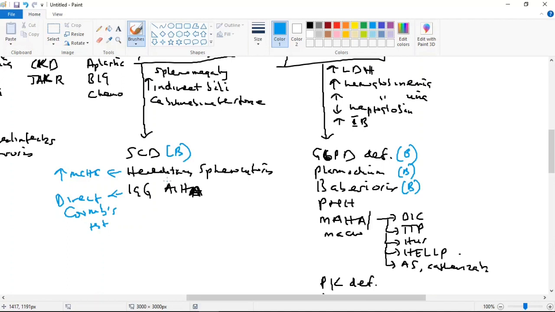G6PD deficiency: the G6PD enzyme makes NADPH, which neutralizes free radicals, oxygen free radicals, in red blood cells. So if the enzyme is deficient, there is an accumulation of free radicals and red blood cells can start getting destroyed in the spleen as well as in the blood vessels. We're going to see bite cells on peripheral blood smear. We're going to see Heinz bodies on peripheral blood cells as well.